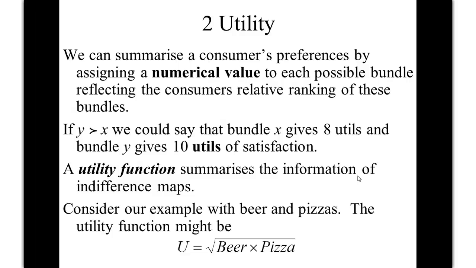Now the units are entirely meaningless. There is no measurable unit of satisfaction. All we're concerned with here is the number and the relative ranking of those numbers. So if y is preferred to x, we could just apply to x 8 units of some concept of satisfaction, and we can apply to bundle y 10 units of satisfaction. And the numbers then tell us the relative ranking. 10 is bigger than 8. We could as easily have said 8 and 10 million. The gap between them doesn't matter. All that matters is the relative ranking of the numbers.